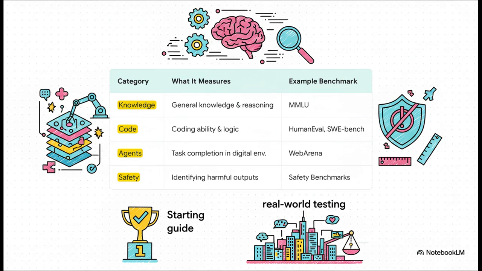And this slide gives you a great little snapshot of the different kinds of benchmarks. For example, you've got MMLU, which tests a model's general knowledge. You can think of it like a giant trivia night for AI. Then you have something like HumanEval, which is all about coding. Can the AI actually write code that works? Then there are agent benchmarks like WebArena, which test if a model can actually do things in a digital environment. And of course, super important, there are safety benchmarks to make sure the AI isn't spitting out harmful stuff. Each test measures a totally different skill.